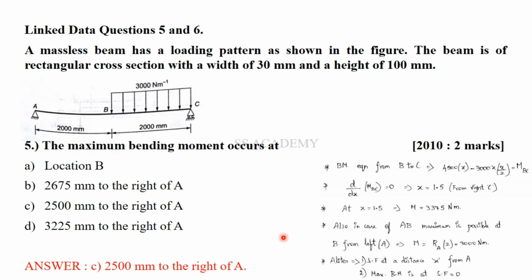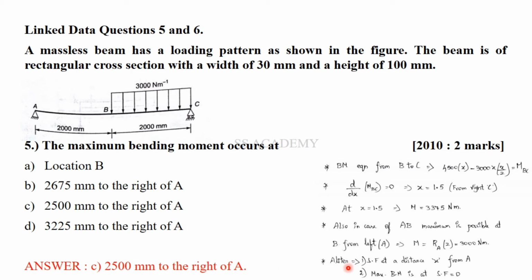So x is equal to 1.5 is the point where maximum stress is happening. If it is 1.5 from the right hand side, then it is 2.5 from the left hand side, that is 2500 mm to the right of A. So C comes out to be the answer.